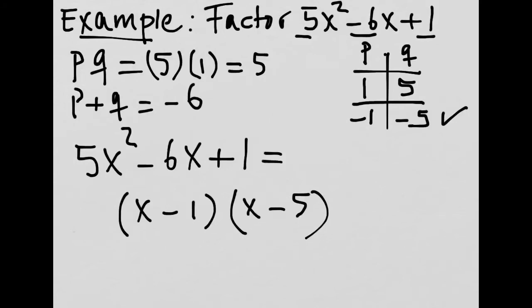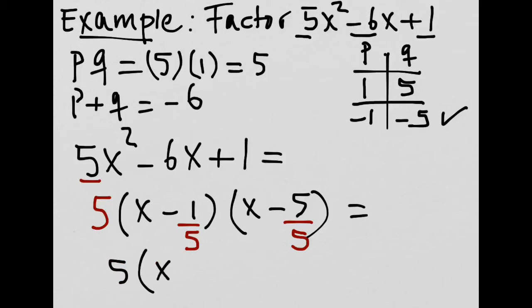So to make sure that our factorization is correct, we take the leading coefficient 5, we multiply it up front, and divide it. Now we have 5 times x minus 1 over 5. x minus 1 is our factorization.